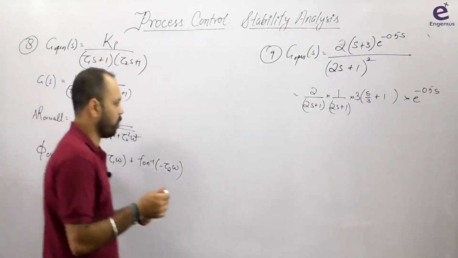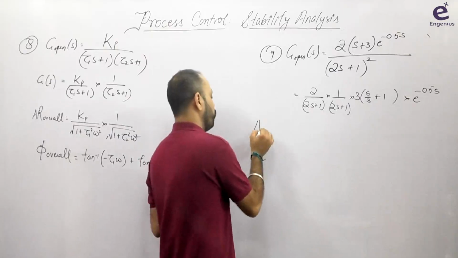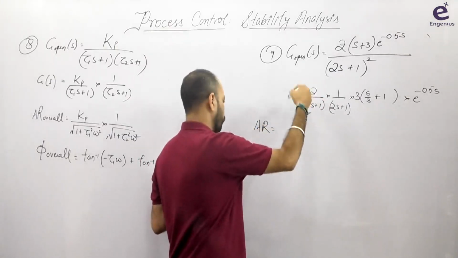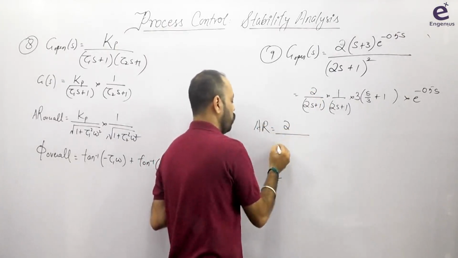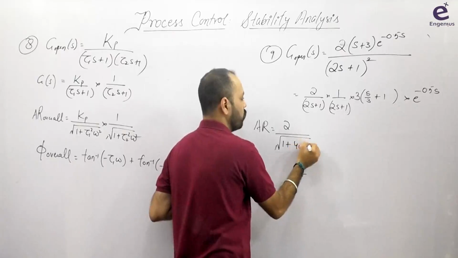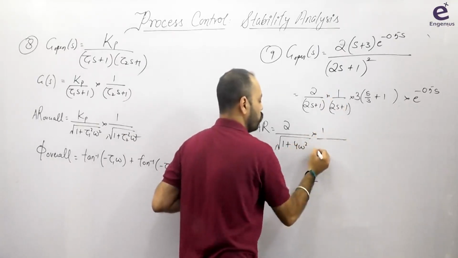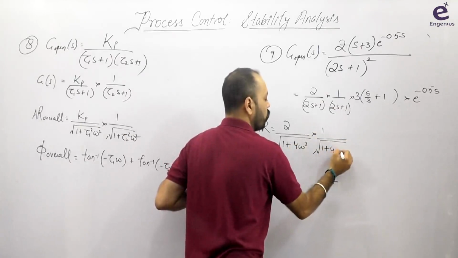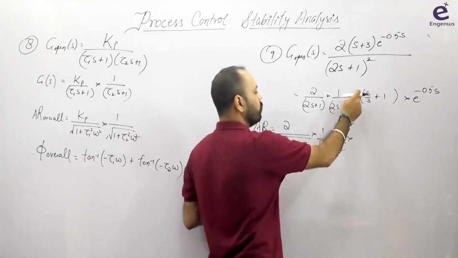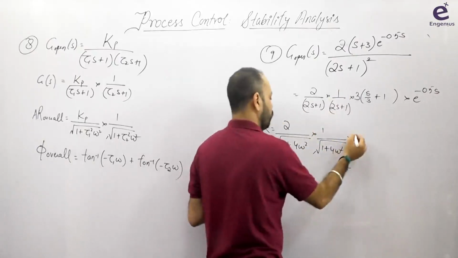Done? Okay. Do you know the individual transfer functions here? Yes. So what is AR? Do you know the AR and phi of individual? Yes. AR is equal to multiplication of what? AR of this, that is 2 by root of 1 plus tau square omega square, times 1 by root of 1 plus 4 omega square. Constant, assume this is Kc. What is the AR of Kc? Kc, 3.